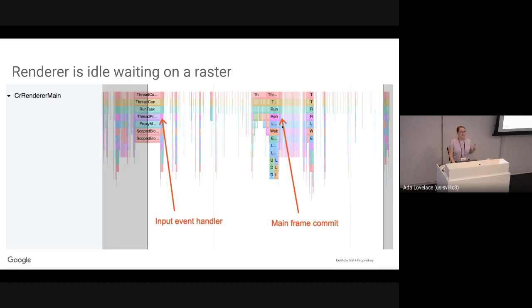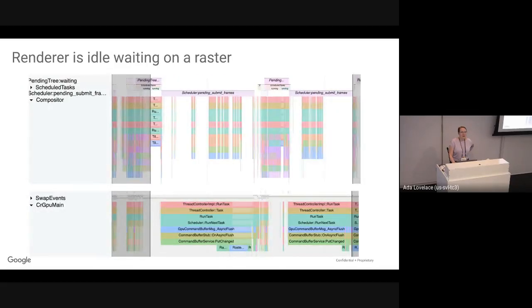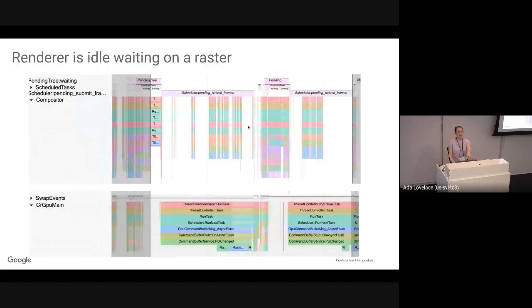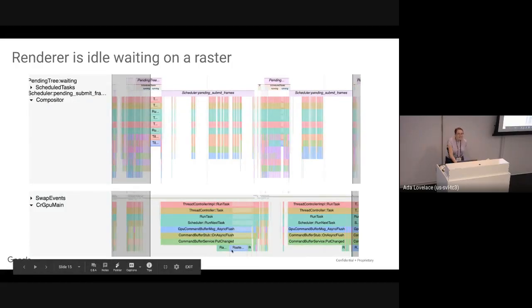So, I mean, you can read the title of the slide. We're waiting on a raster. So if you go down from where you see the main, so this is the main thread. If you look at the compositor, you see the compositor is doing this thing, pending submit frames. So it's waiting on something before it submits the frame back to the main thread, where the main thread is then going to commit it.